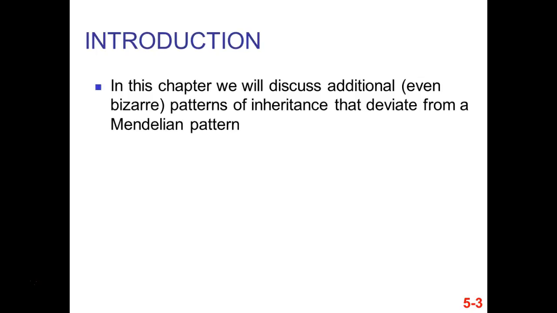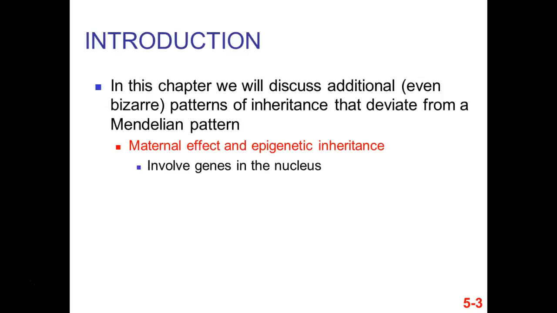So in this chapter, we'll discuss additional, sometimes even referred to as bizarre, patterns of inheritance that deviate from that Mendel pattern, where they don't segregate or they don't independently assort. And so we're going to look at maternal effect and epigenetic inheritance. And these involve genes in the nucleus, right? So, and really, truly, up to this point, we've only been talking about DNA found in the nucleus.